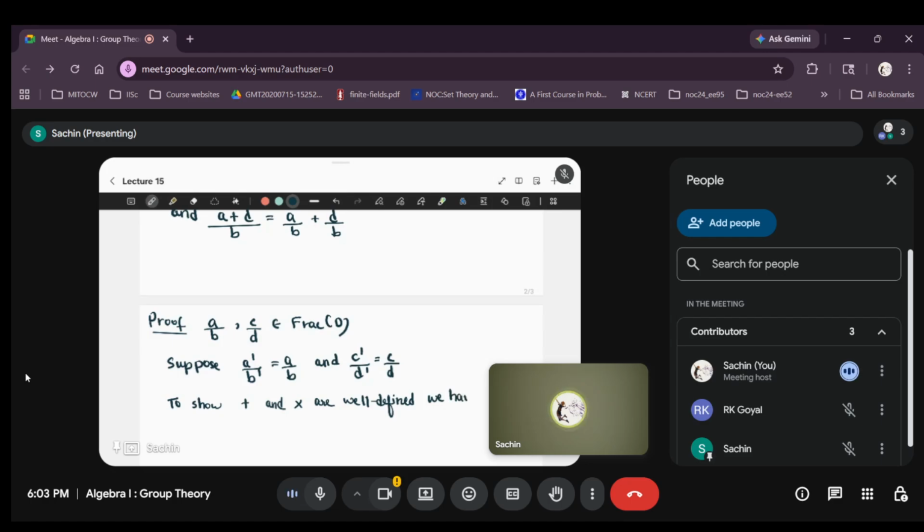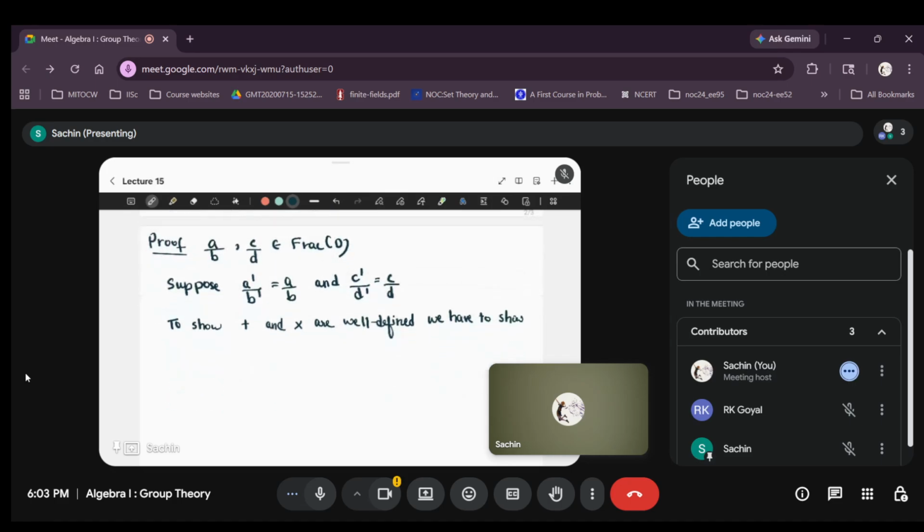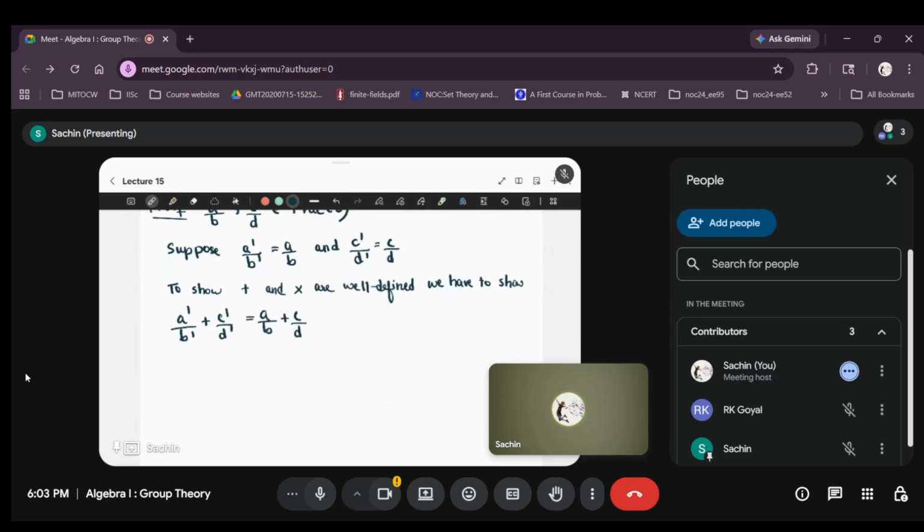we have to show A prime by B prime plus C prime by D prime is equal to A by B plus C by D, because A by B was equal to A prime by B prime and C by D was equal to C prime by D prime. We have to show this.